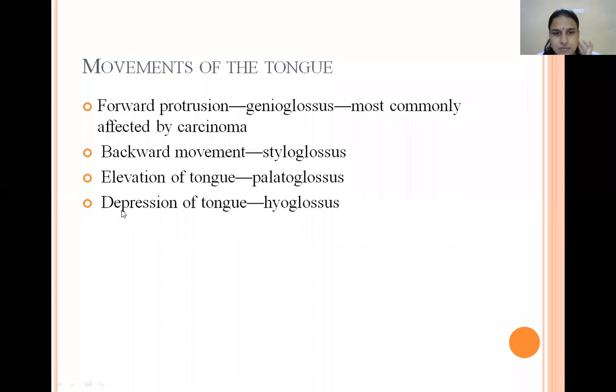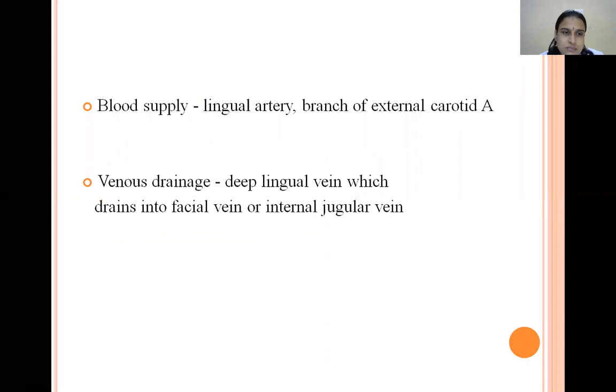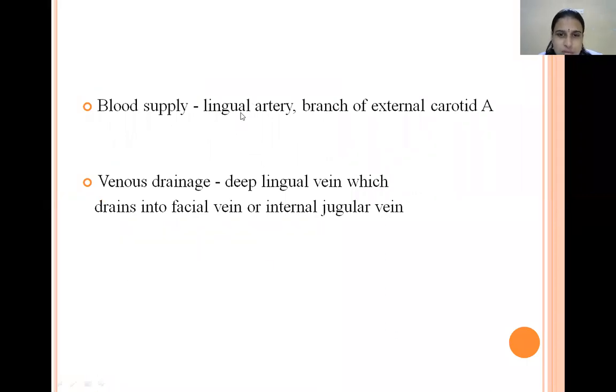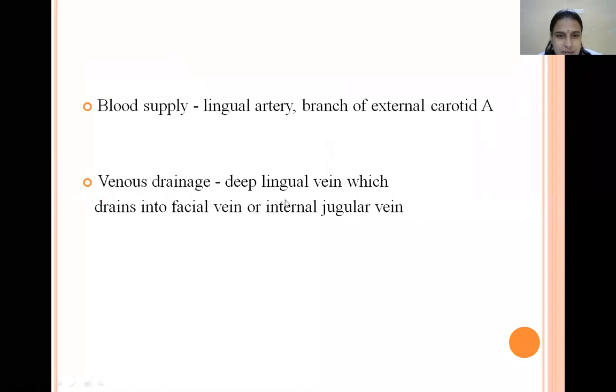The backward movement is because of the styloglossus. Next, the elevation, higher up, is because of the palatoglossus. The depression, down, is by the hyoglossus. Blood supply, we all know, is by the lingual artery, which is a branch of the external carotid artery. The deep lingual vein drains it into the facial vein or into the internal jugular vein.